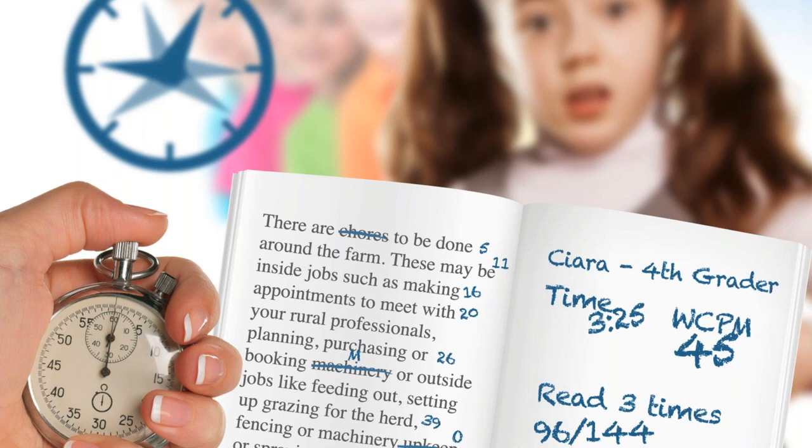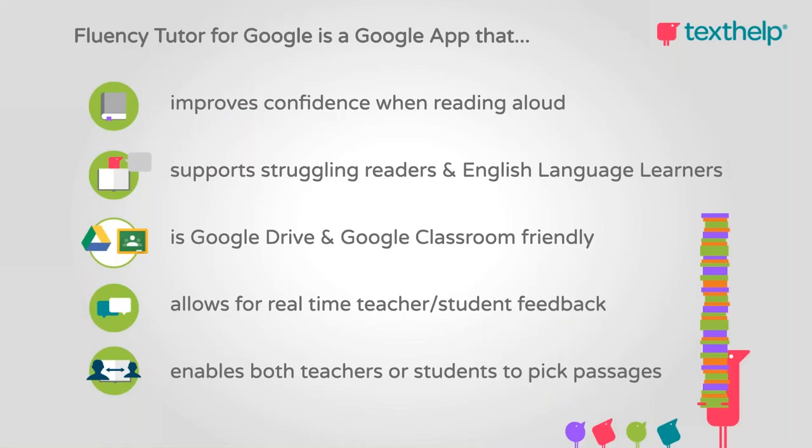A little bit of a tedious thing as well, because if a student makes an error, you've got to mark that error, but while you're marking the error, they're continuing to read. So it's a hard thing to do. Then you've got to calculate all that, add it to a running records log, and track progress over time, and that's how you tell if students are getting better at reading fluency or not. That's a bit of a pain. Fluency Tutor exists to make that a little easier.